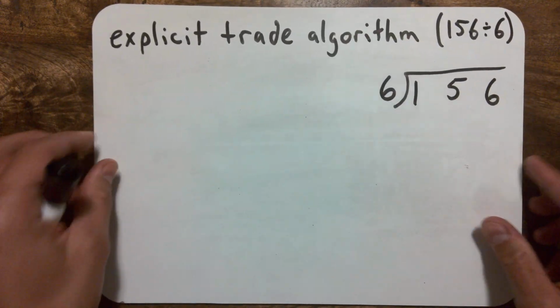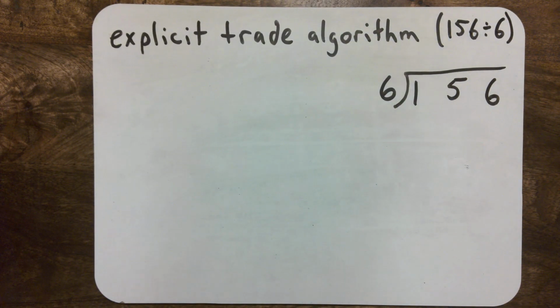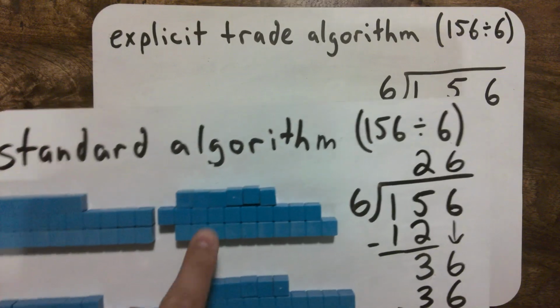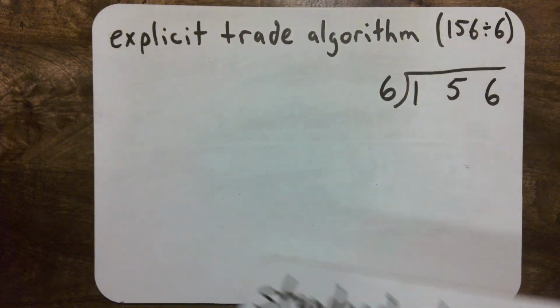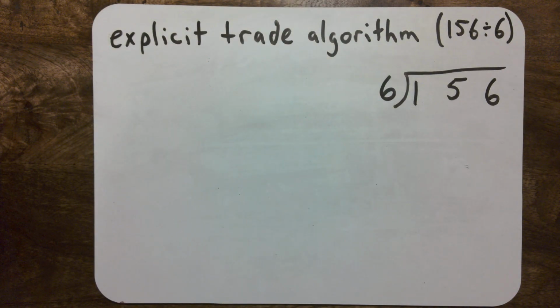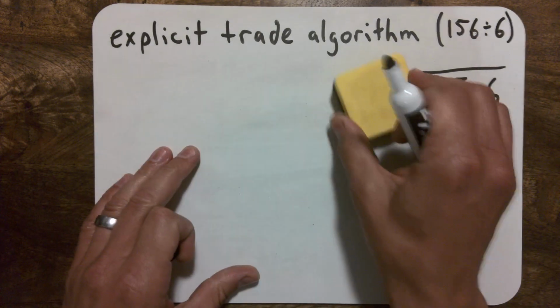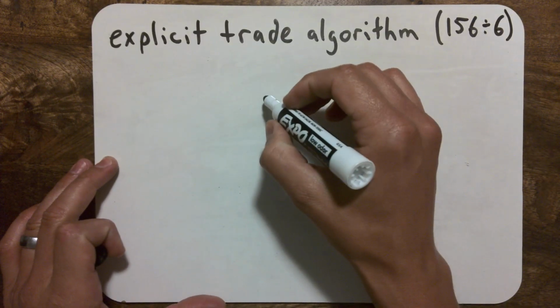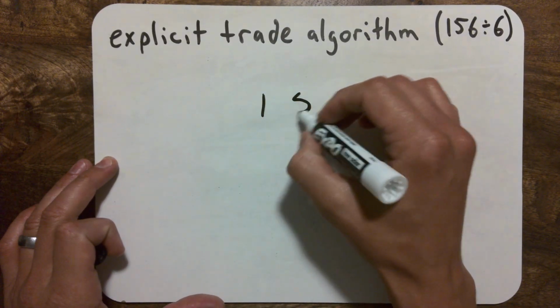And there's just one more I wanted to show. It's the explicit trade algorithm. I'll bring this one back in, so we can go back on that, just so I don't have to redo all the models again. With the explicit trade algorithm, it's going to follow the exact same steps as our standard algorithm, but we're just going to be more explicit with when that trade or that ungrouping is happening.